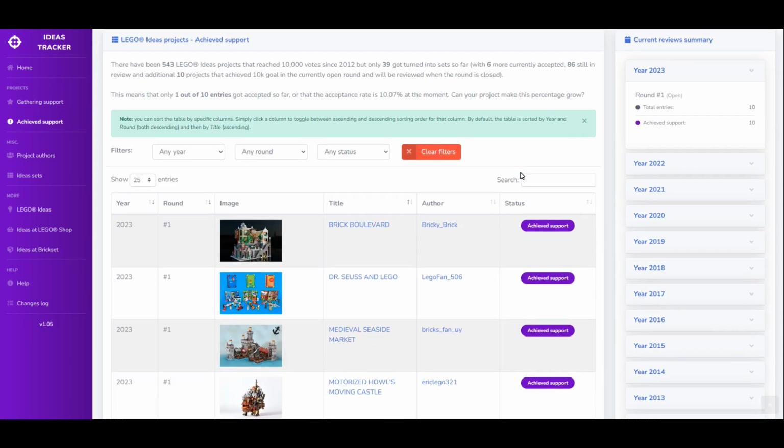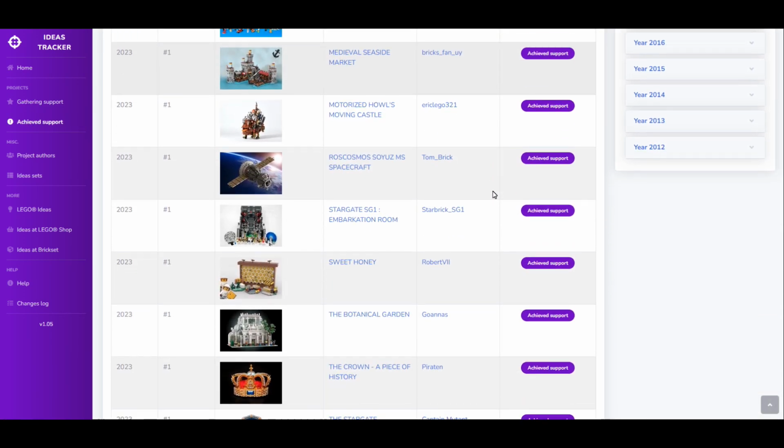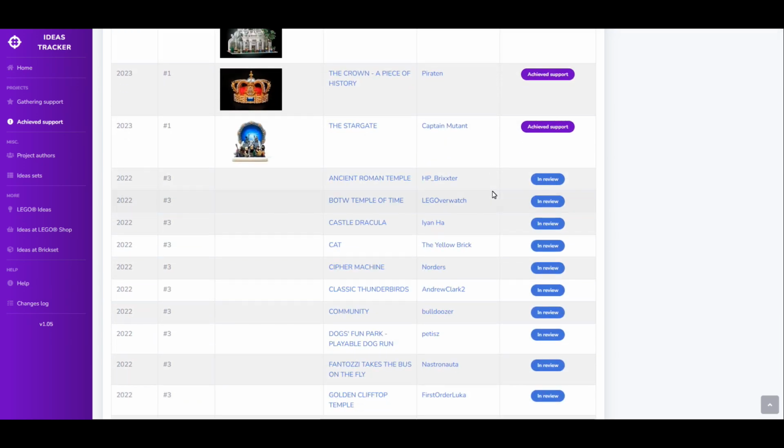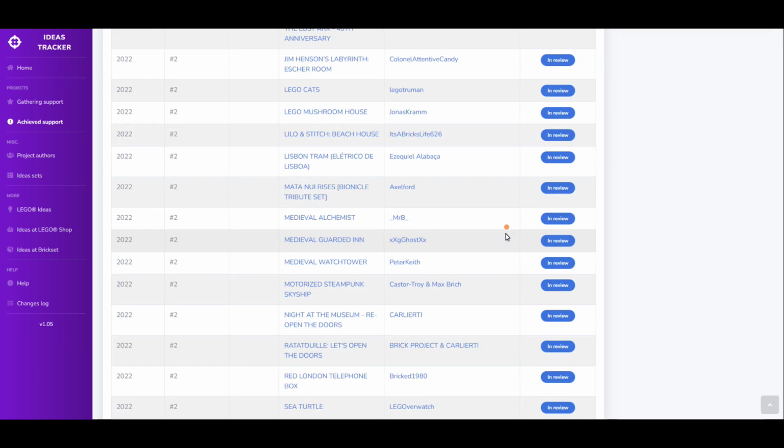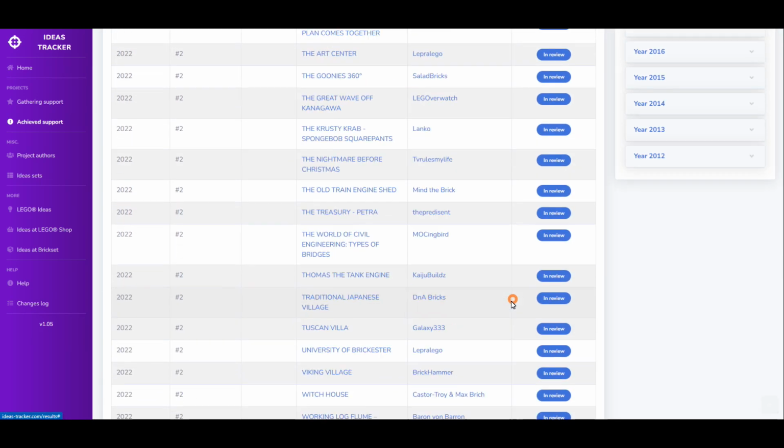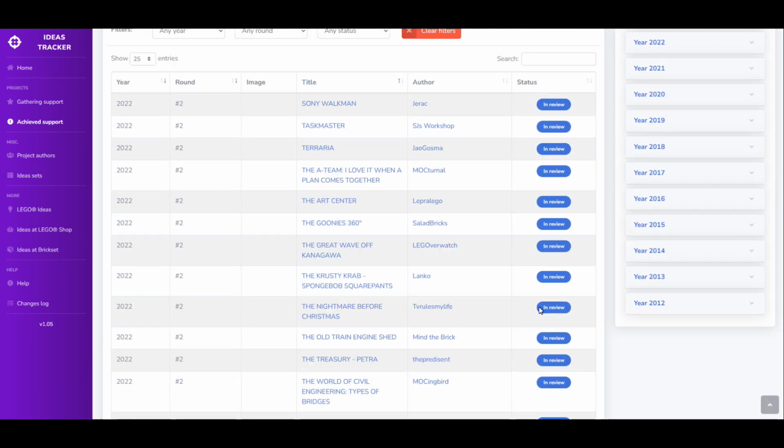Every project that has reached 10,000 votes can be found on the Achieve Support page on a list that you can not only sort but also filter. There's well over 500 projects here, including the ones that achieved support just recently in the currently open round.